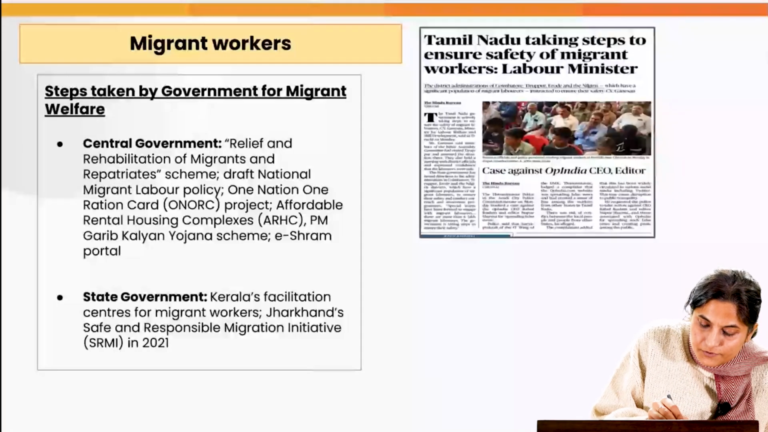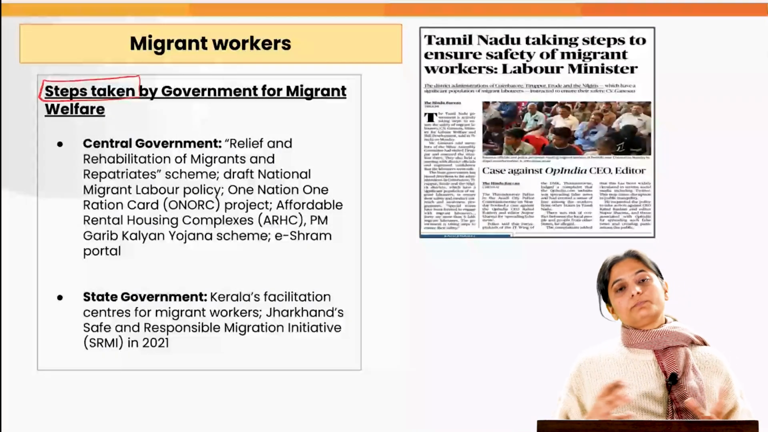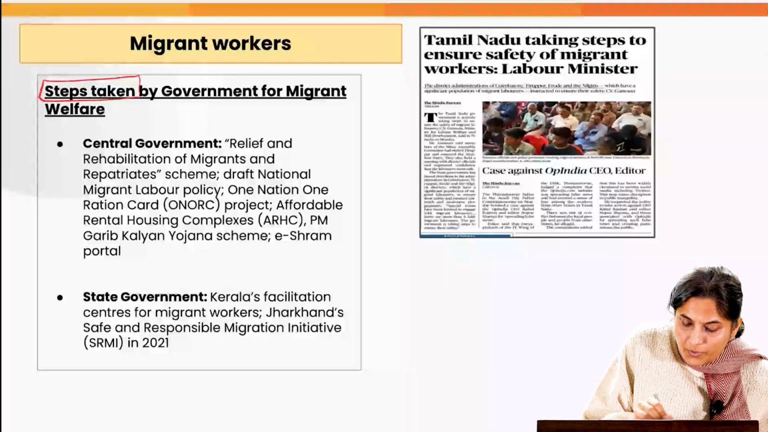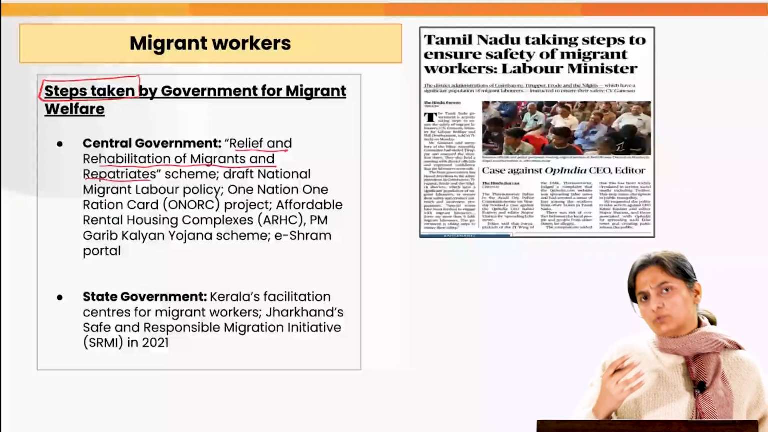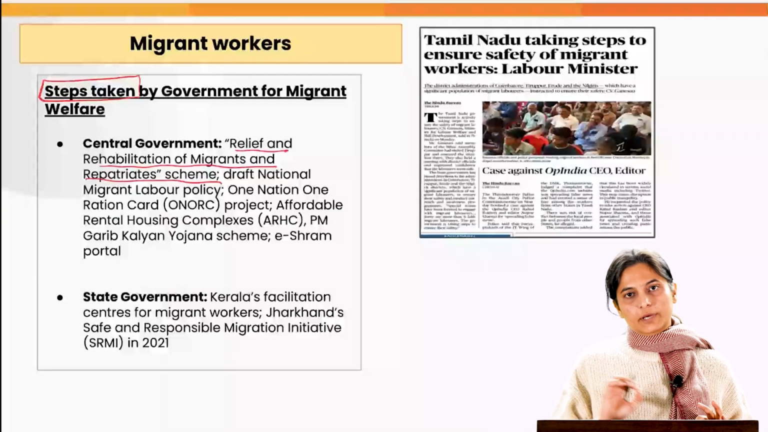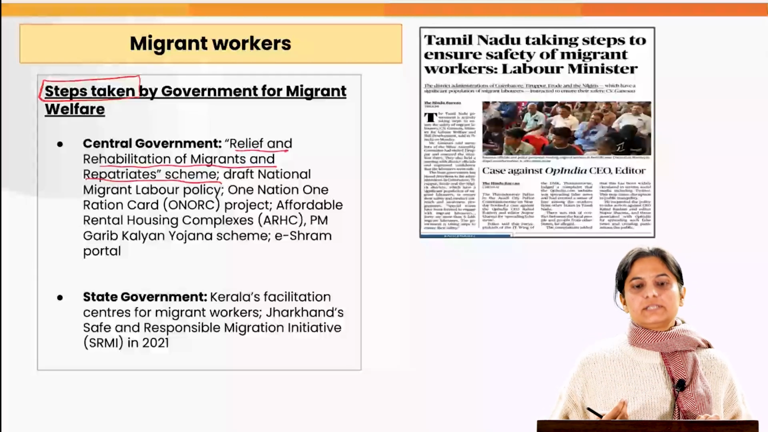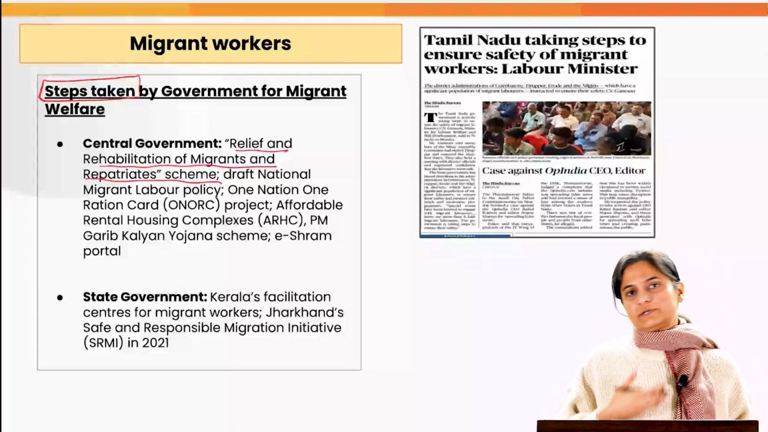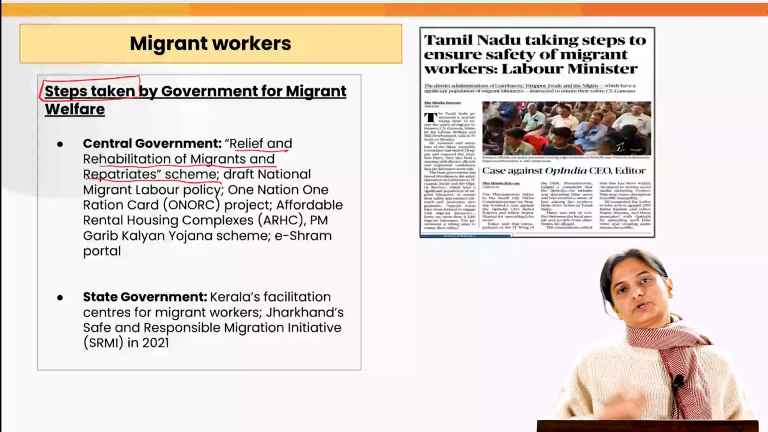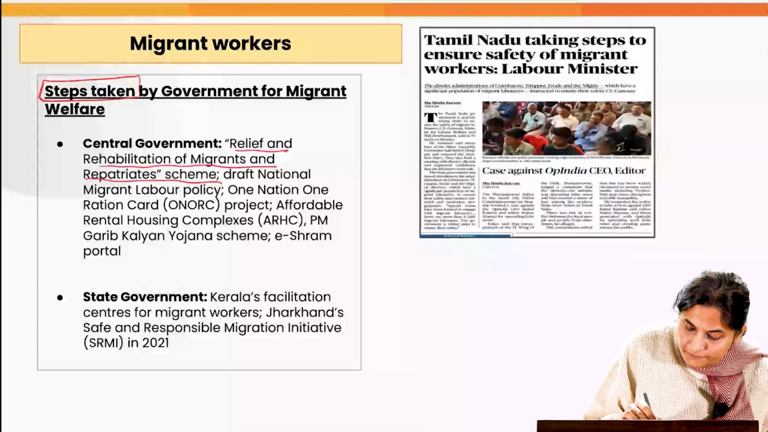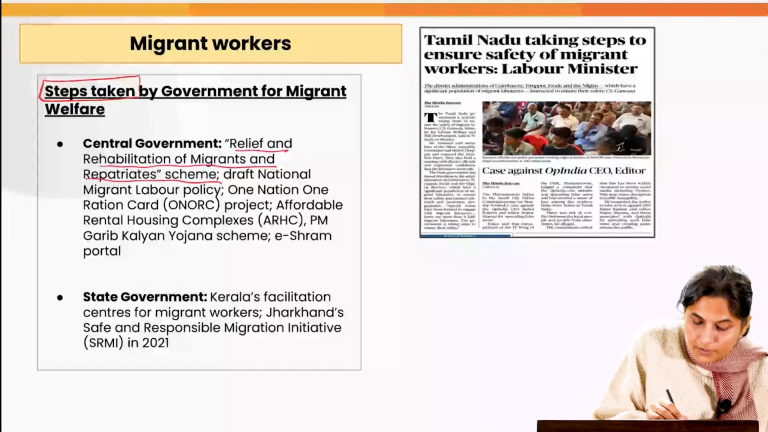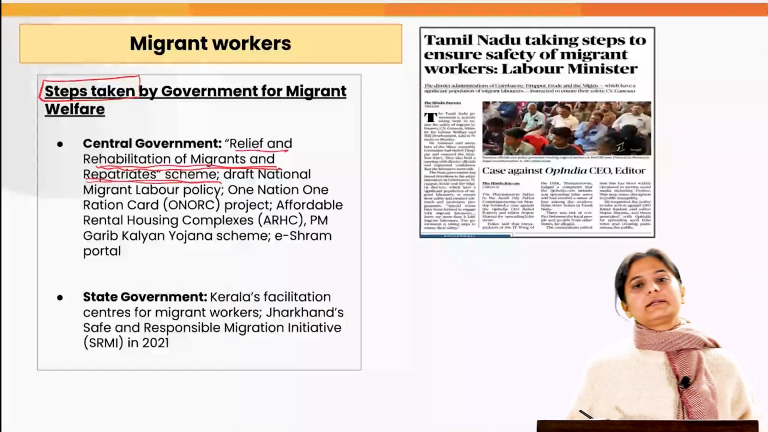Moving ahead, steps have also been taken by various state governments and the central government. The central government, to begin with, has subsumed seven schemes relating to various regional areas of India, covering repatriates and migrants coming across, some from Tibet, some from POK, Pakistan Occupied Kashmir, some from Sri Lanka, all under the Scheme of Relief and Rehabilitation of Migrants and Repatriates.